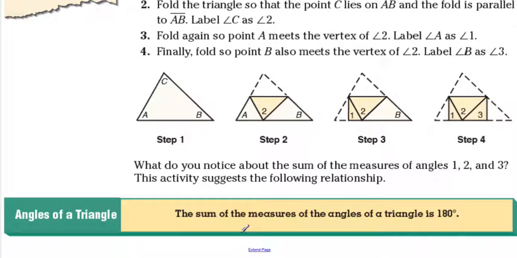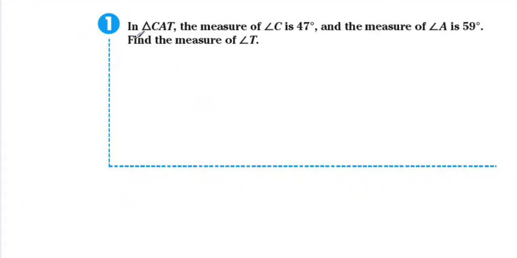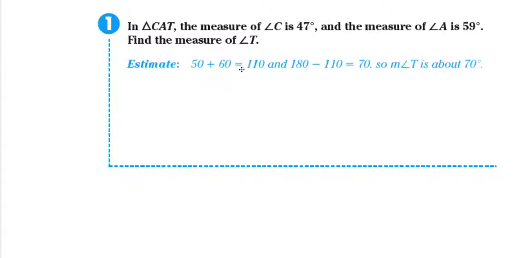And let's see how that works in example 1. So in triangle CAT, the measure of angle C is 47 degrees. The measure of angle A is 59 degrees. We want to find the measure of angle T. So we estimate first. So estimate that 50 plus 60 equals 110.